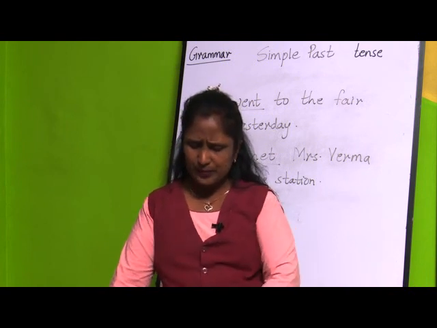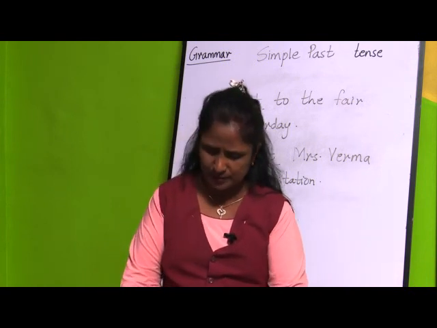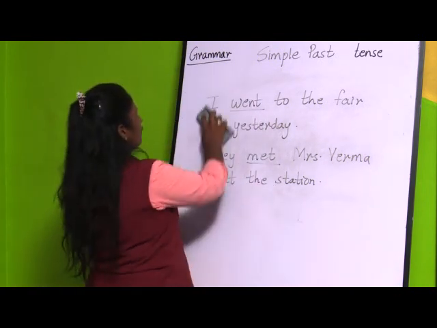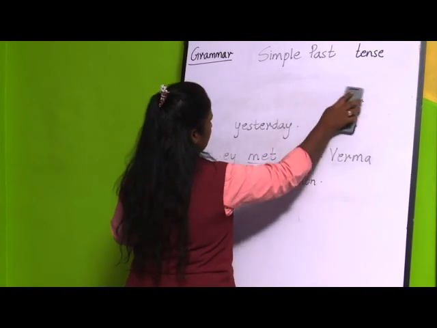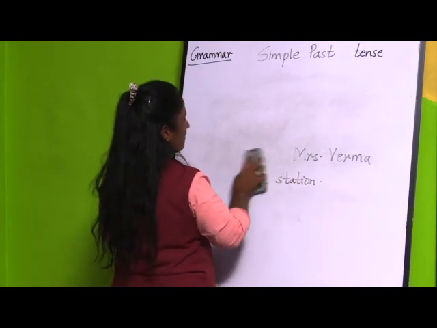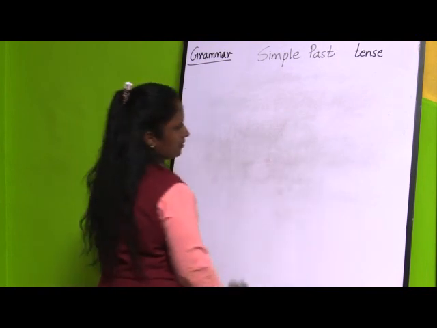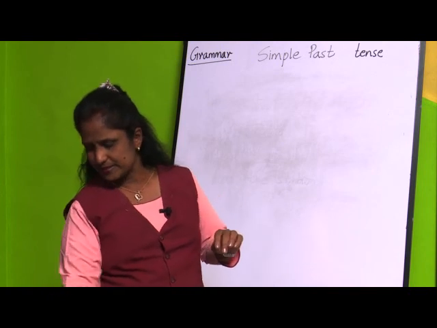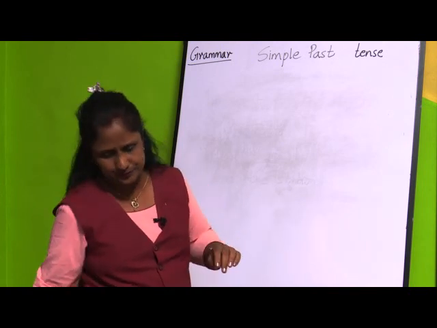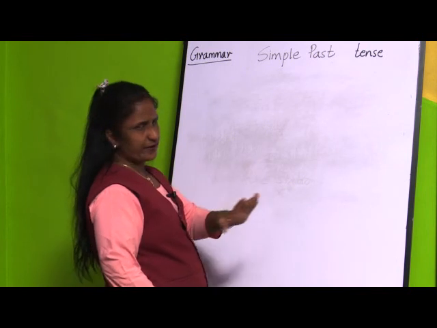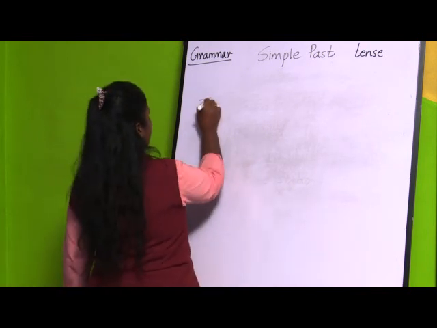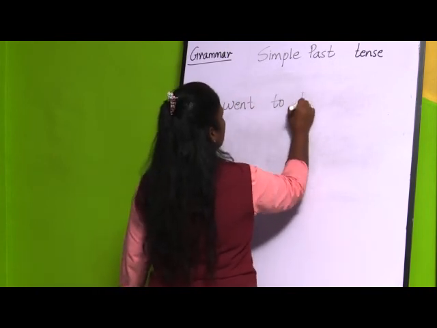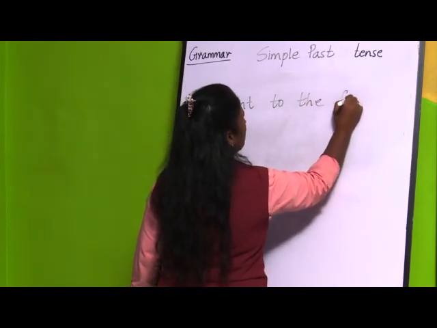Now, how do we form the simple past tense? It is very easy. See, there is only one case. If I write one example here now, we will take the same example: I went to the fair yesterday.